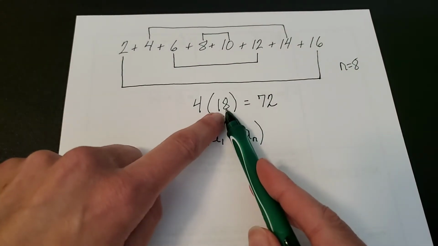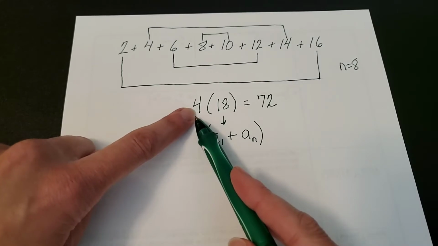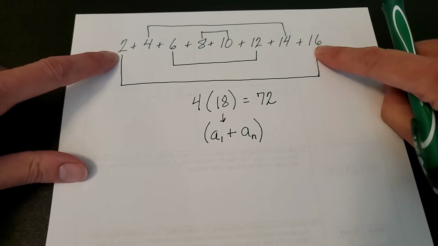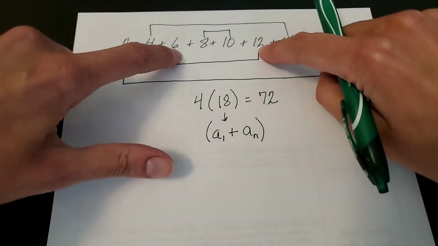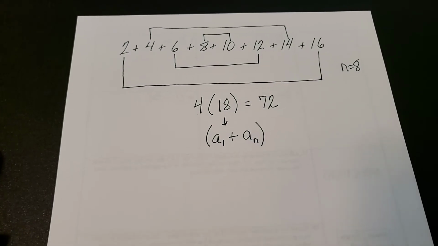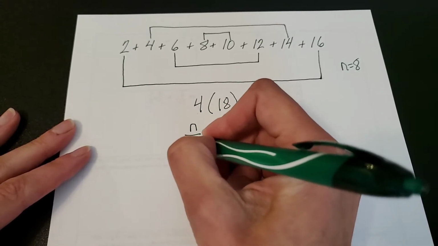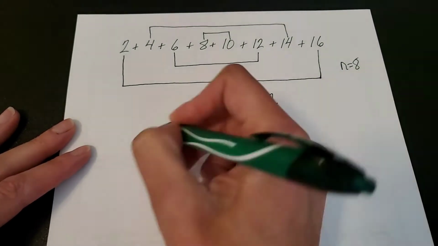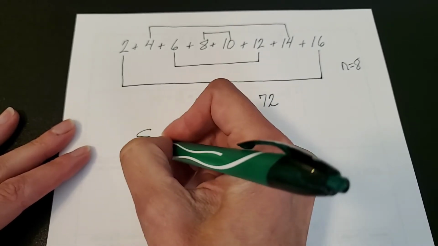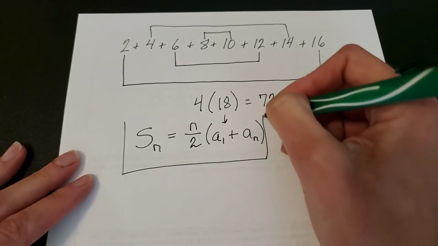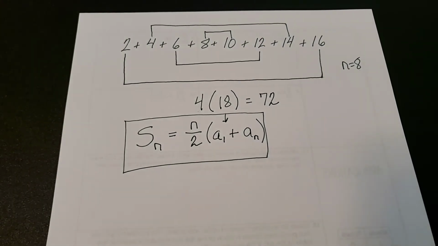Well, how many 18s did I have? I had 4 of them. Well, how is that related to 8? It's half as many because I paired them up. So I have half as many pairs as I do the entire number of terms I'm adding. So another way to describe 4 would be n divided by 2. And this gives me the sum of those first 8 terms if n is 8. Well, right here, we've just derived our formula for the sum of an arithmetic series.